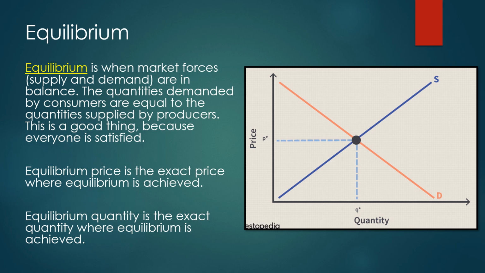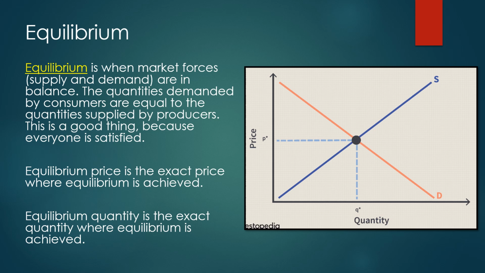So equilibrium is when market forces, supply and demand, are in balance. The quantities demanded by consumers are equal to the quantities supplied by producers. And this is a good thing because everyone is generally satisfied. Now, the equilibrium price is the exact price where equilibrium is achieved. So here in this example, our equilibrium price is going to be right here, right in the middle of the x. And the equilibrium quantity is also at the x.